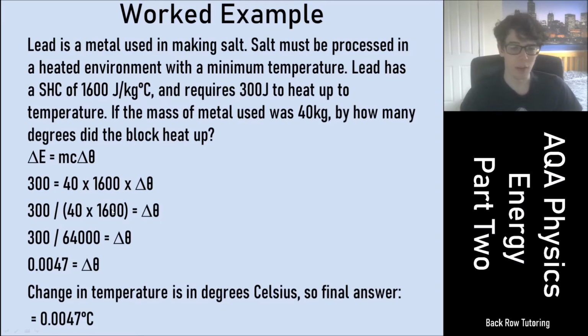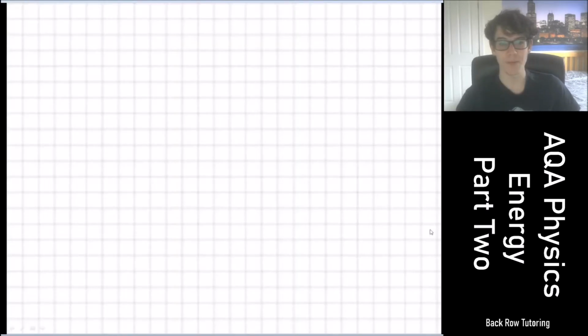Evaluating 40 times 1600, we get 64,000. So our change in temperature is equal to 300 divided by 64,000. Evaluating that, we get 0.0047. Change in temperature is in degrees Celsius, so our final answer is 0.0047 degrees Celsius.